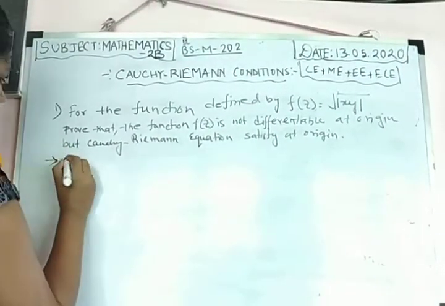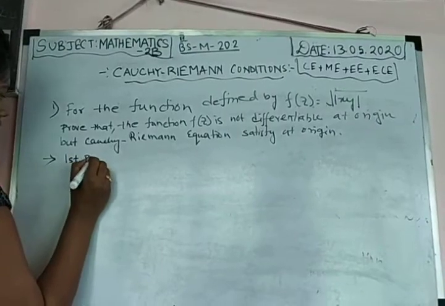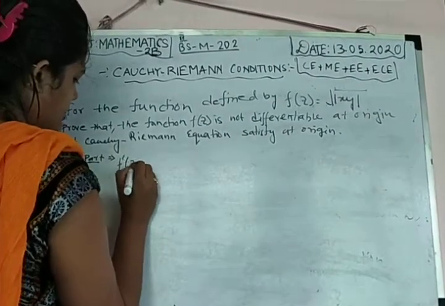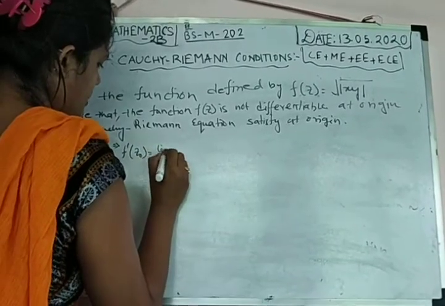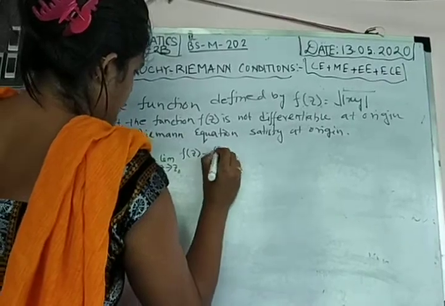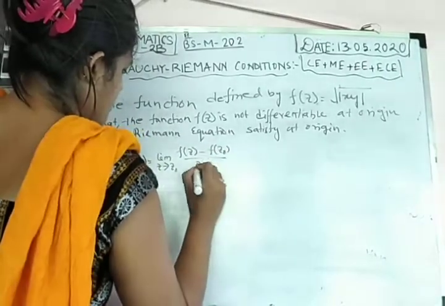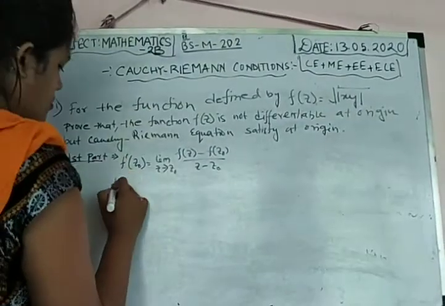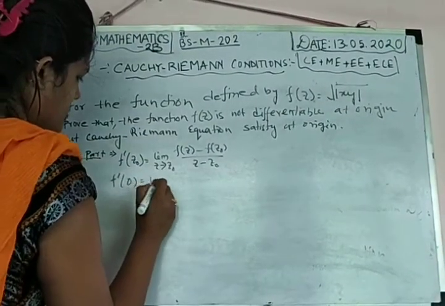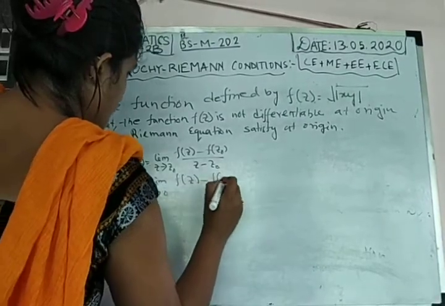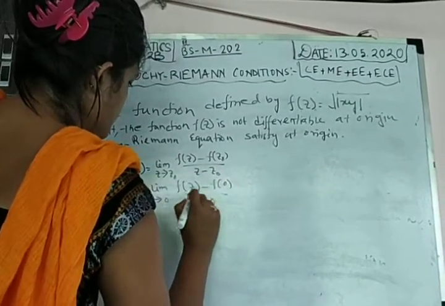So first part, number 1, differentiability does not exist. Our formula is f dash z naught equals the limit as z tends to z naught of f(z) minus f(z naught) divided by z minus z naught. This is the formula for differentiability at the origin. So our z naught equals 0, the limit as z tends to 0 of f(z) minus f(0) by z minus 0.